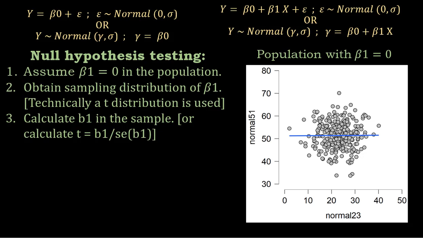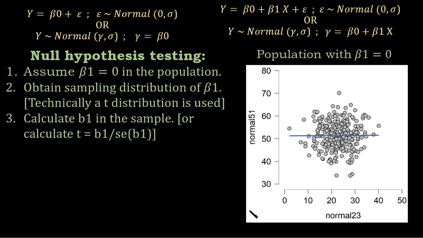The standard error of that distribution, which is the standard deviation of that distribution, is a bit complicated, and here we refer to it as SE of B1, but it has a formula that I'm not interested in explaining here.